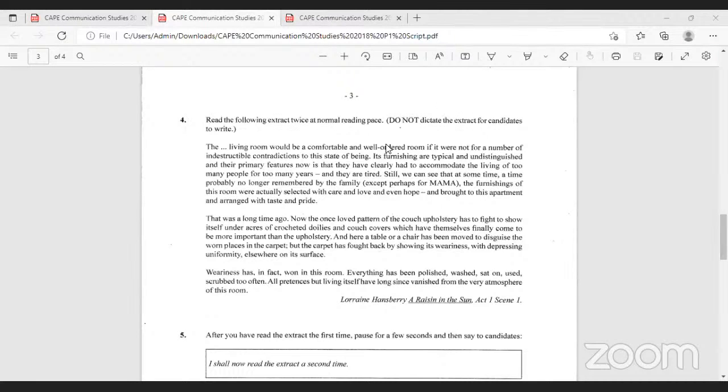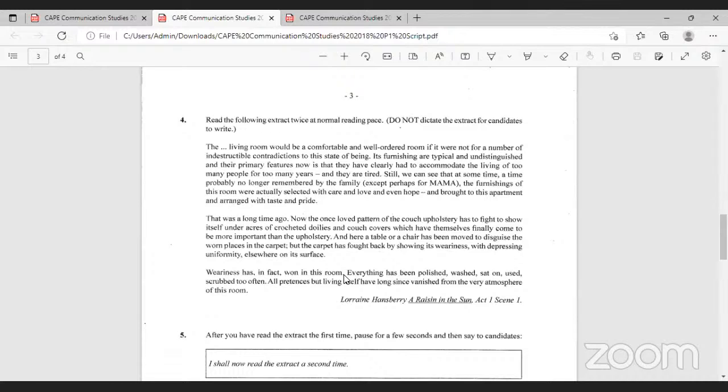All right, ready. So the living room would be a comfortable and well-ordered room if it were not for a number of indestructible contradictions to this state of being. Its furnishings are typical and undistinguished, and their primary feature now is that they have clearly had to accommodate the living of too many people for too many years, and they are tired.